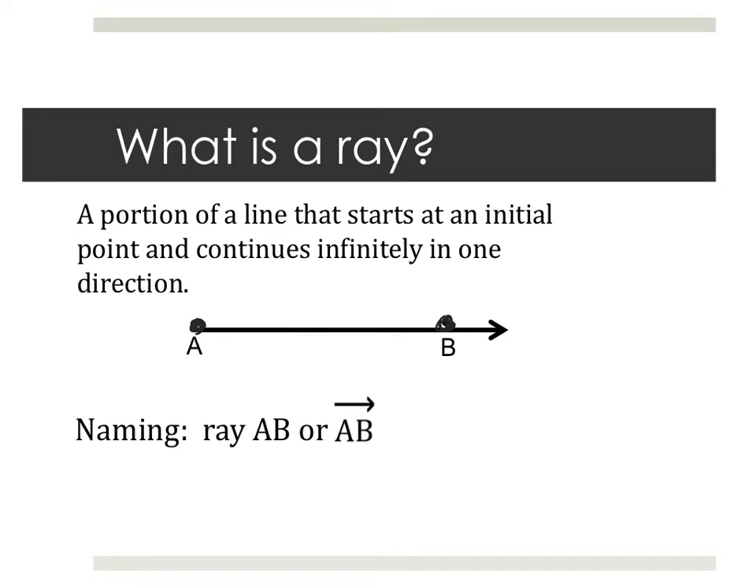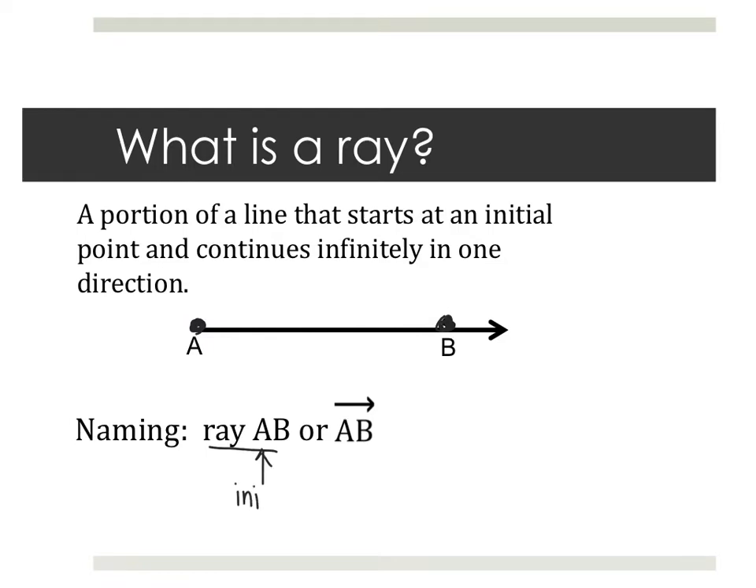Okay, so from A to B, that would be a ray. It starts at A and goes towards B infinitely forever. So you take a line and you kind of just snip off one side of it. So it has a starting point, goes the other direction. How do we name it? What's the notation? Well, you could either write the words ray AB. Now, the first letter has to be your initial point.